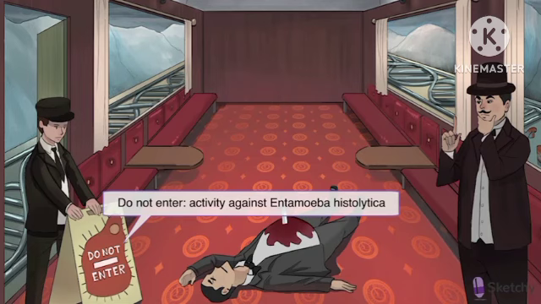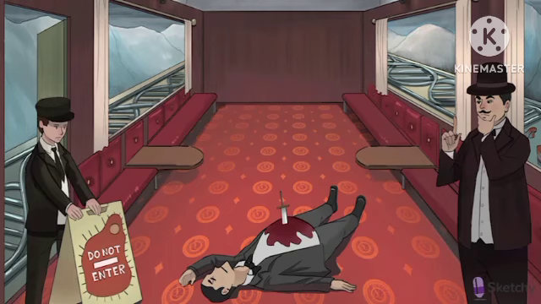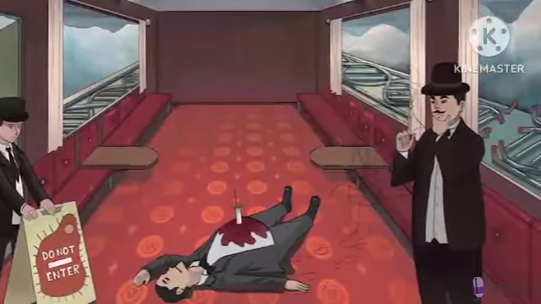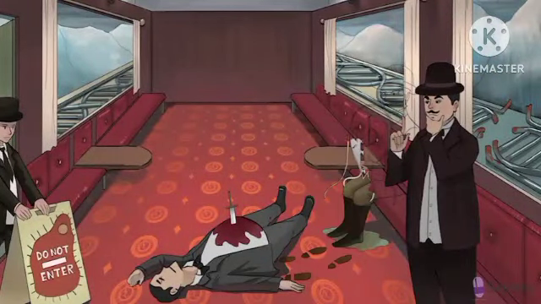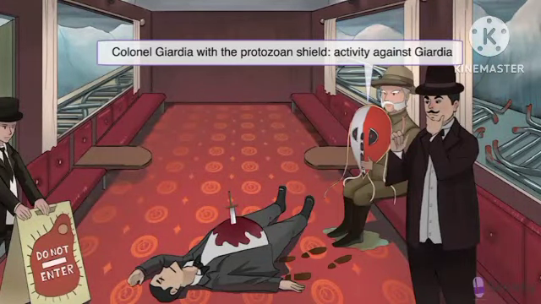Entamoeba is an intestinal protozoa that causes amoebic dysentery and liver abscess. The inspector knew quite well that metronidazole was effective in treating this intraluminal infection, as well as another protozoa he had encountered in Mexico that very same year. Eh bien, let us start with Colonel Giardia.